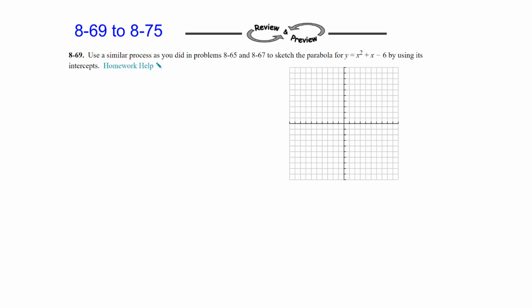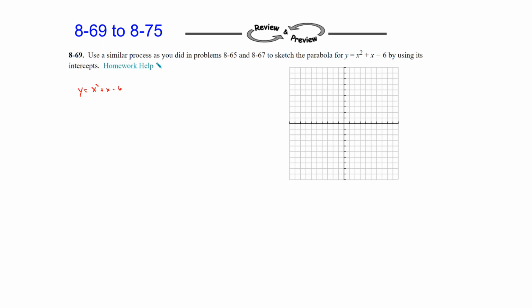Question 69. Use a similar process as you did in problems 65 and 67 to sketch the parabola y equals x squared plus x minus 6. So going back and looking at those questions, we are going to be using the intercepts. We have to find them, and then we will sketch our graph with those three data points.